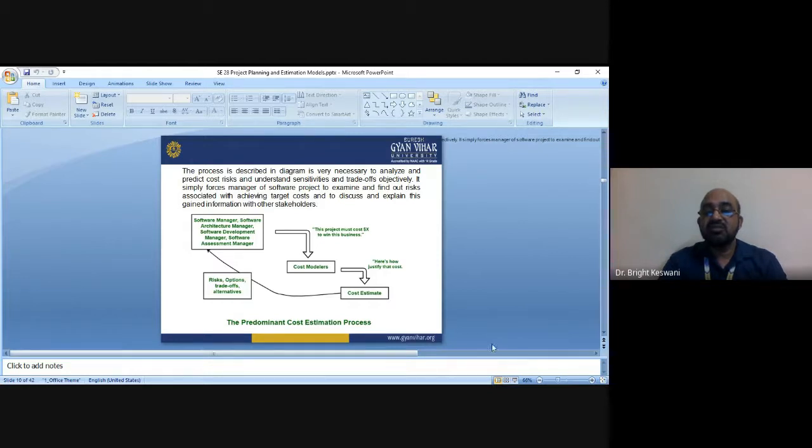This is the illustration that will provide you guidelines on how to carry out the software cost estimation process. This is the standard cost estimation process. The process described in the diagram is very necessary to analyze and predict cost risk and understand sensitivities and trade-off objectivity. It simply forces the manager of a software project to examine and find out risks associated with achieving the target cost, and to discuss and explain this gained information with other stakeholders.